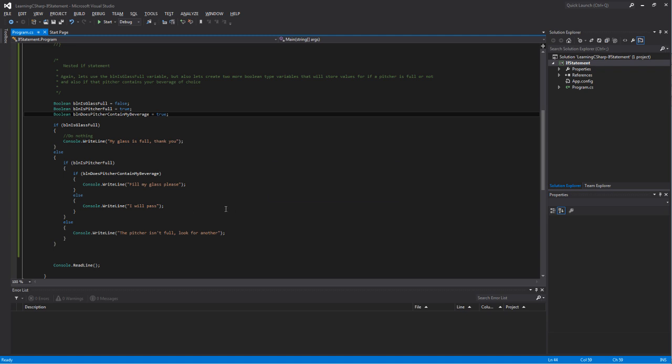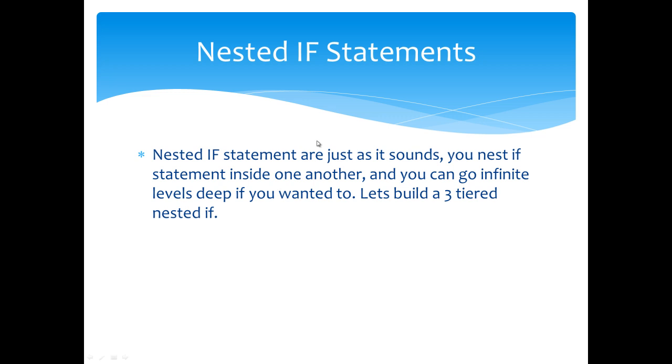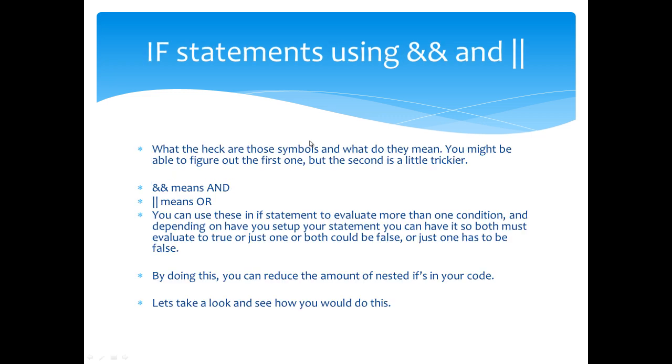Let's go back to our slide here and see what we got next. Alright, next part is if statements using double ampersand and double pipe. What in the heck are those symbols and what do they mean? You might be able to figure out the first one, but the second one is a little trickier. Double ampersand means and. The double pipe means or.